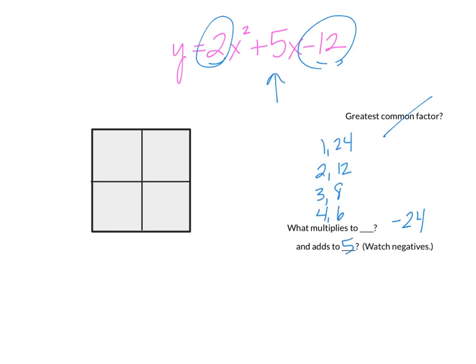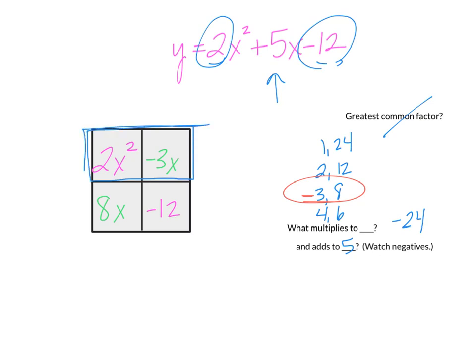Here are all the factors of 24. Which one can you add to a 5 if you include a negative? This one. And we want a positive 5, so that means that the 3 is going to be the negative. Those numbers get entered into our area model. It doesn't matter which diagonal you put them in. And I'll enter the leading coefficient and the first term and the last term. And now we factor out.